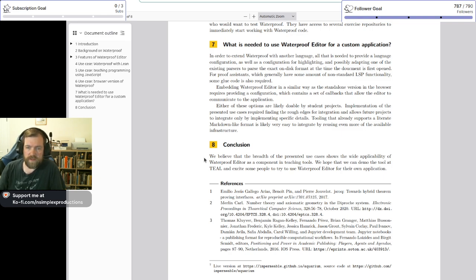We believe that the breadth of the presented use cases shows wide applicability of Waterproof Editor as a component in teaching tools. We hope that we can demo the tool at TEAL and excite some people to try to use Waterproof Editor for their own application.